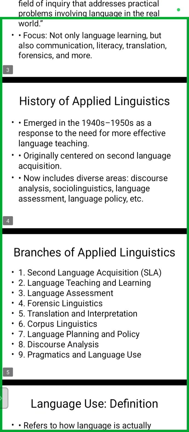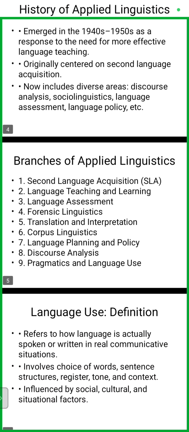Next, history of applied linguistics. Emerged in the 1940s until 1950s as a response to the need for more effective language teaching. Originally centered on second language acquisition, now includes diverse areas: discourse analysis, sociolinguistics, language assessment, language policy, and the others.